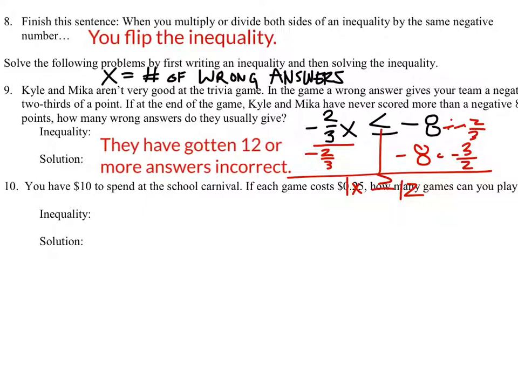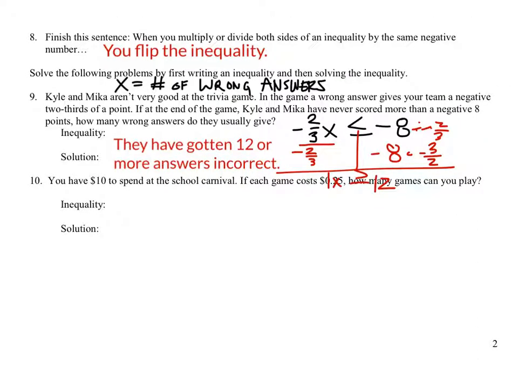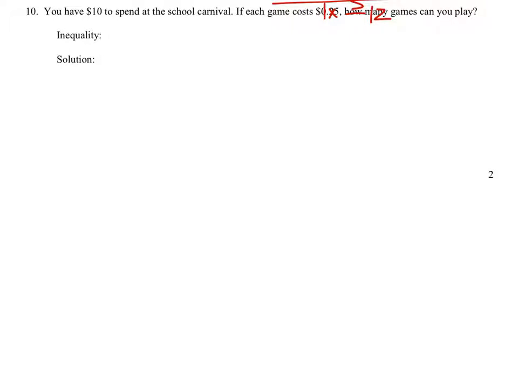You have $10 to spend at the high school carnival. If each game costs 25 cents, how many games can you play? Okay, that's good. Inequality. Let's set up the inequality first. We can see that we have this $10 that we can spend right there. Well, each game, which is going to be X, that's the number of games played.